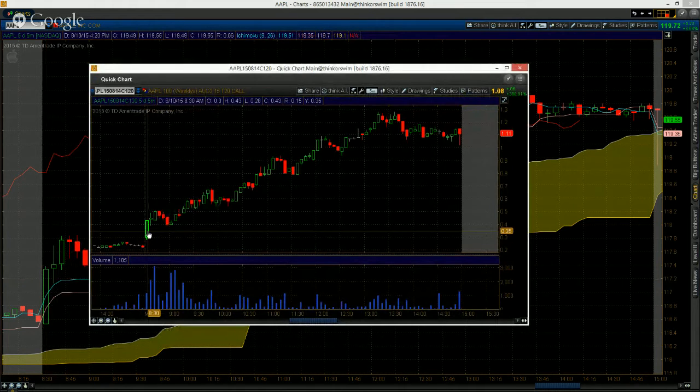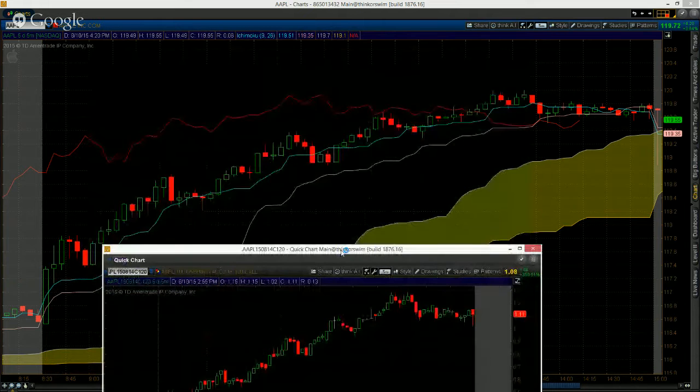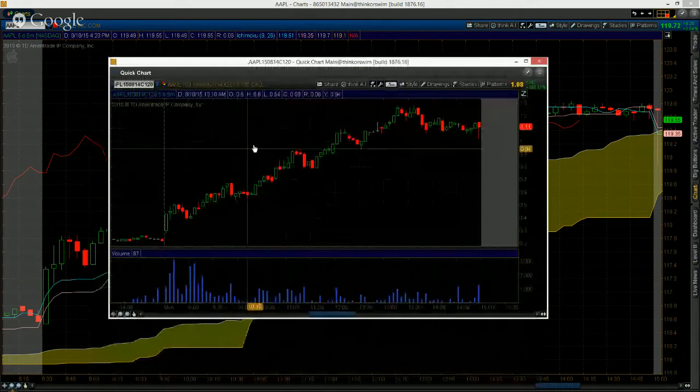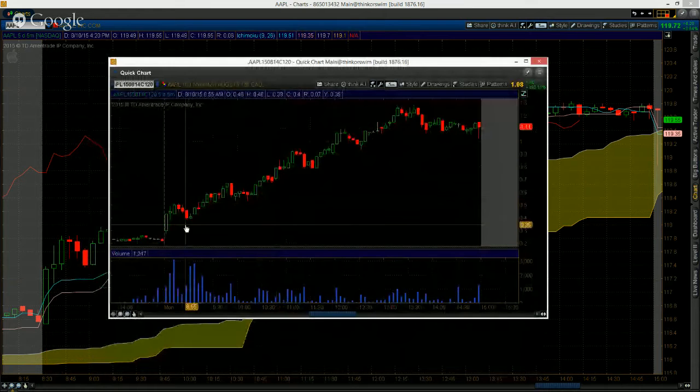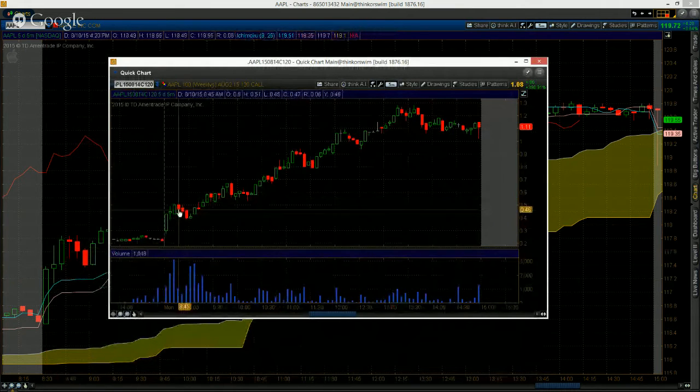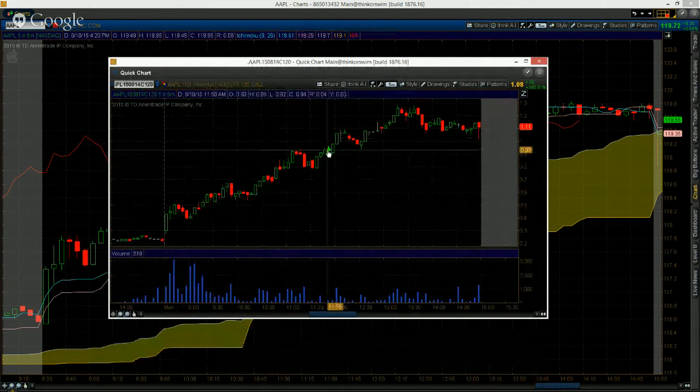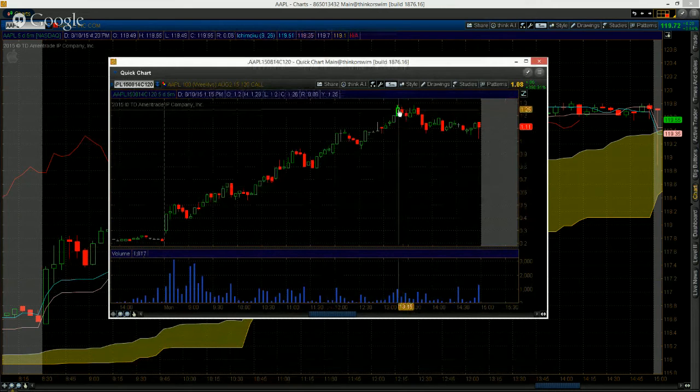And take a look at the way this traded after Apple took off. The chart of these 120 calls and the chart of Apple stock is almost identical. The patterns are almost exactly the same here. You can see just some small differences in the 5-minute price action, but these things traded really well all day long until they got up to as high as $1.28.